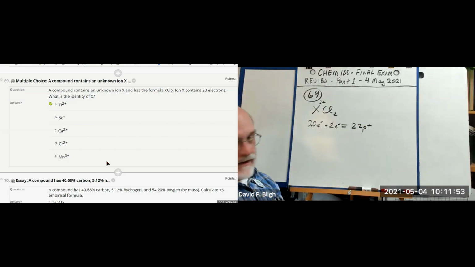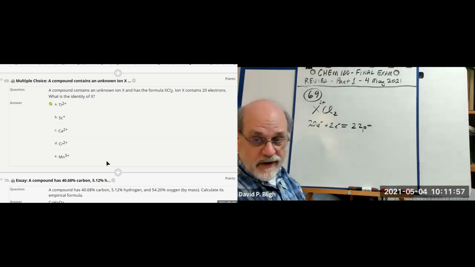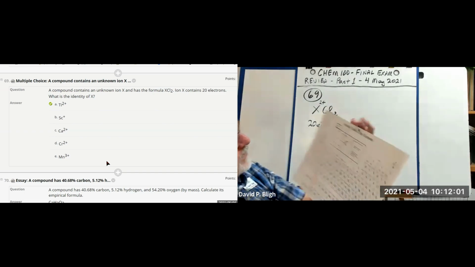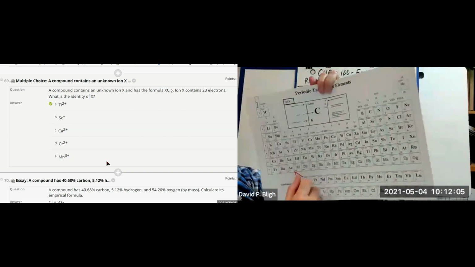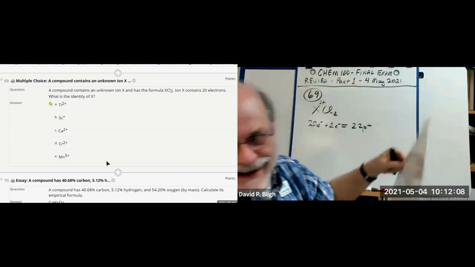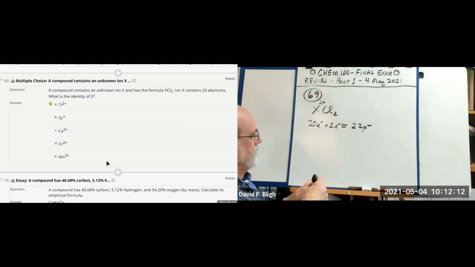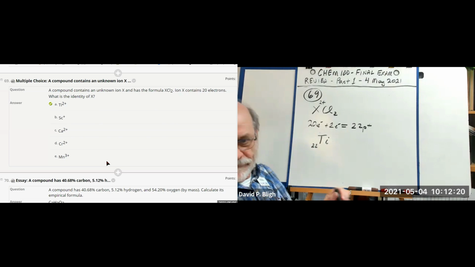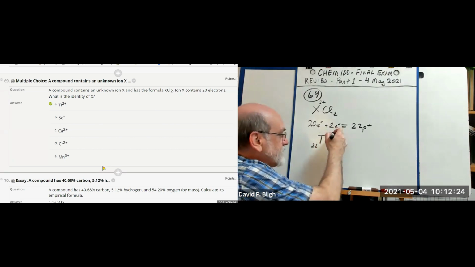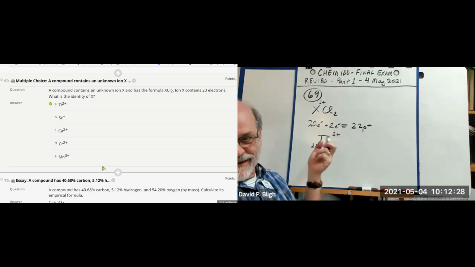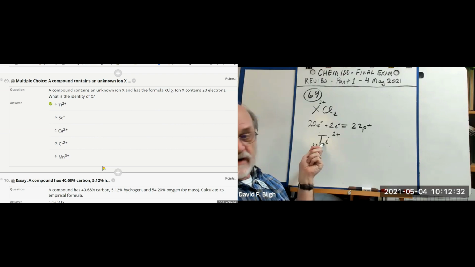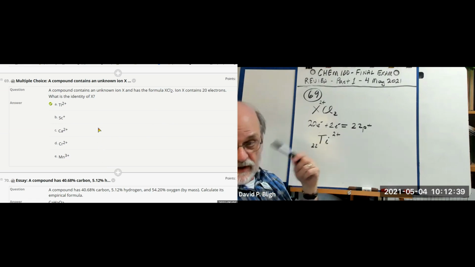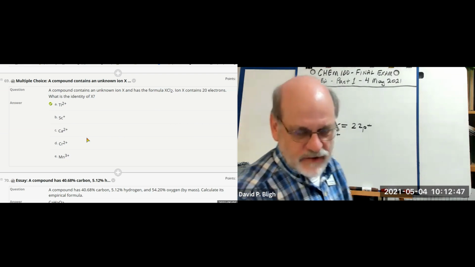So the question is, what's the identity of X? Well, now that we know the atomic number, all we've got to do is go to the periodic table, right? Look for 22. Where's 22? There we go. Titanium. So we have titanium with 22 protons. Well, it still has a charge, correct? We identified the element of X, but I didn't add the charge. It's still an ion. We didn't make it neutral. We used neutrality to determine the atomic number. So the answer is A.